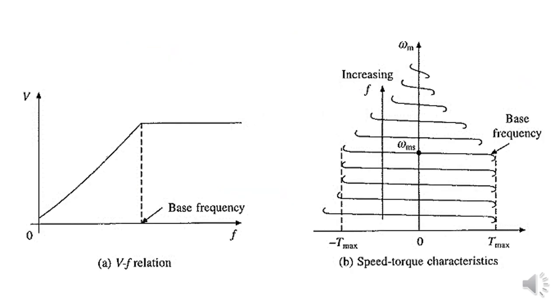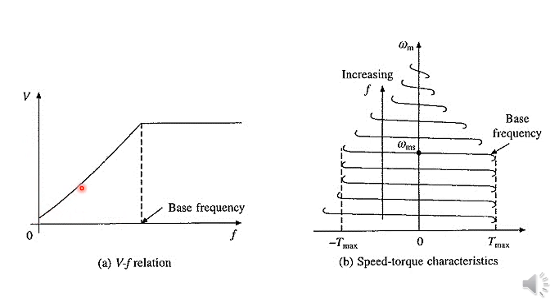Now these are the graphical representations of the facts that we have discussed so far. First, figure A is the V/F relation for a V by F controlled induction motor drive. Here, the variation of voltage with frequency is shown. As we discussed, from zero speed to base speed, that is up to base frequency, base frequency meaning rated frequency, the voltage is also varied along with frequency.